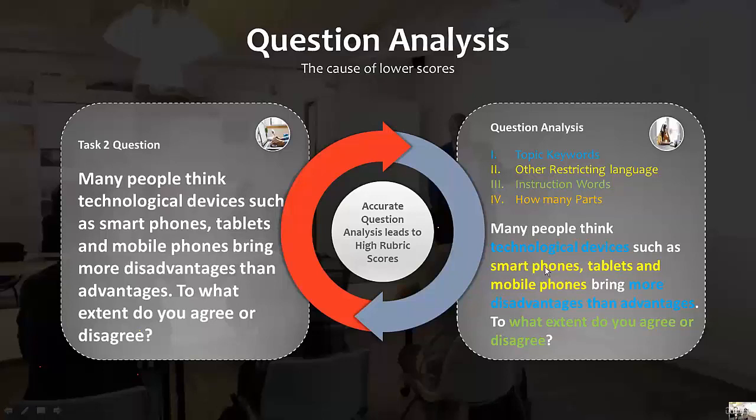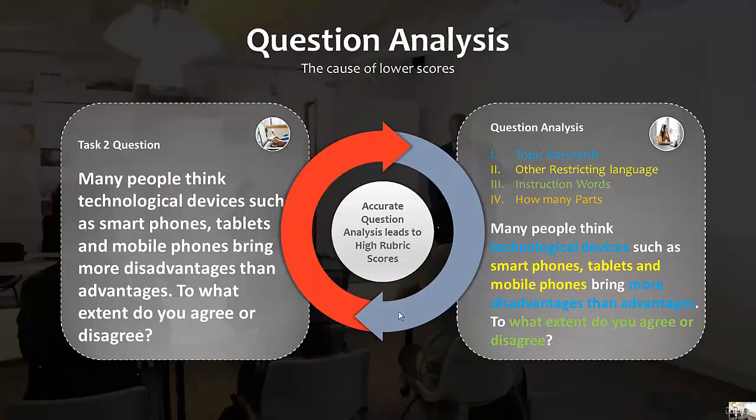Smartphones, tablets, and mobile phones, that's kind of restricting also because it tells you the kind of technological devices we're talking about. We're not talking about medical devices. We're not talking about X-ray machines, right? This is restricting language to tell you the kind of technological devices we're talking about. And the instruction words would fall under to what extent. So there's only one type of question we have to answer here.